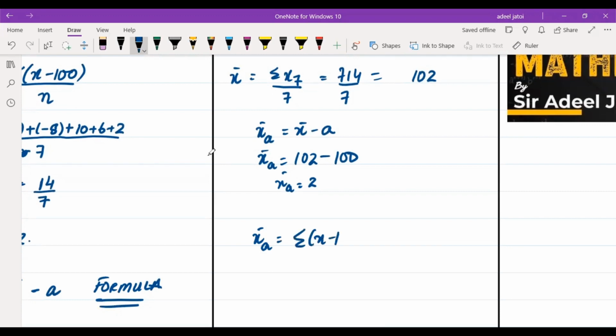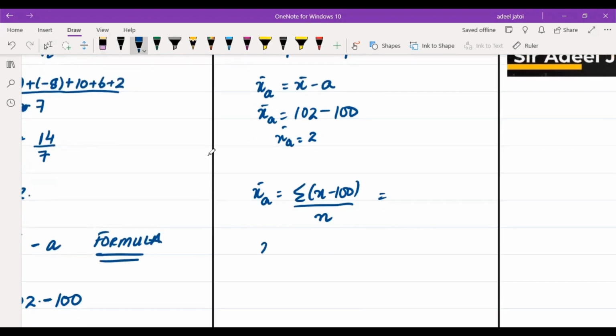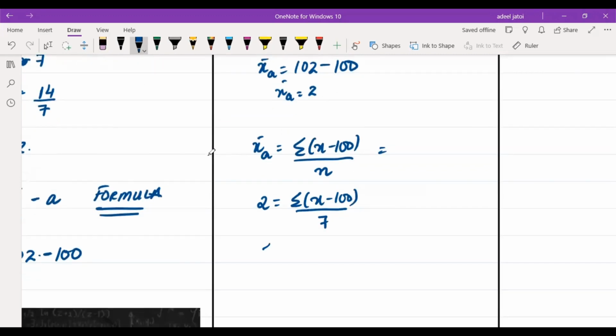Summation of (x minus 100) upon n. We already know that the assumed mean is 2. We do not know the sum of x minus 100, but we know that n is 7. So that means the sum of x minus 100 is equal to 14. In this way, you will be asked to find the sum, or the accumulated value, of x minus 100 as well, and that will be used for the assumed data.